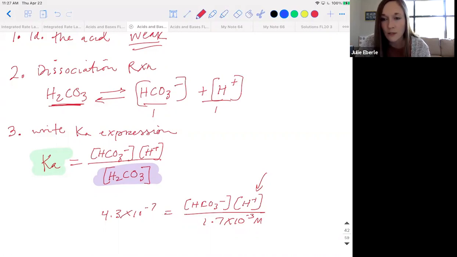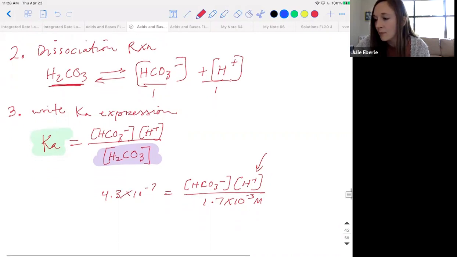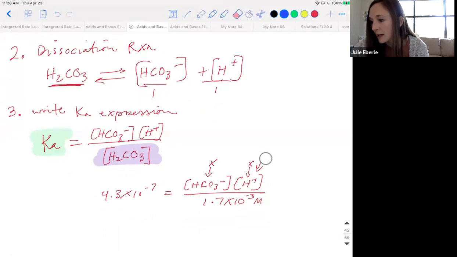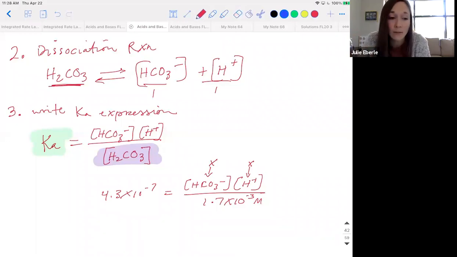So you know what that means we can do? We can call them the same variable. I'm going to plug in X for both of these things because X means it's going to be the same. And I'm trying to solve for H plus. I don't know what my concentration of bicarb here is. The problem didn't tell me. But I know my concentration of bicarb and H plus can be the same.